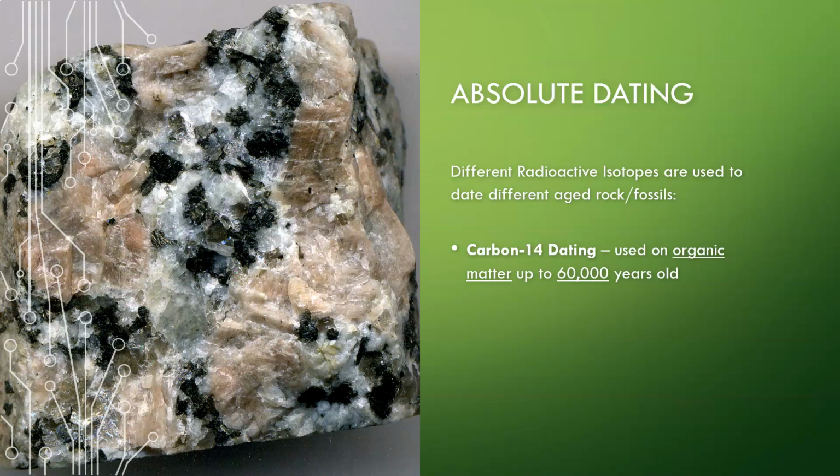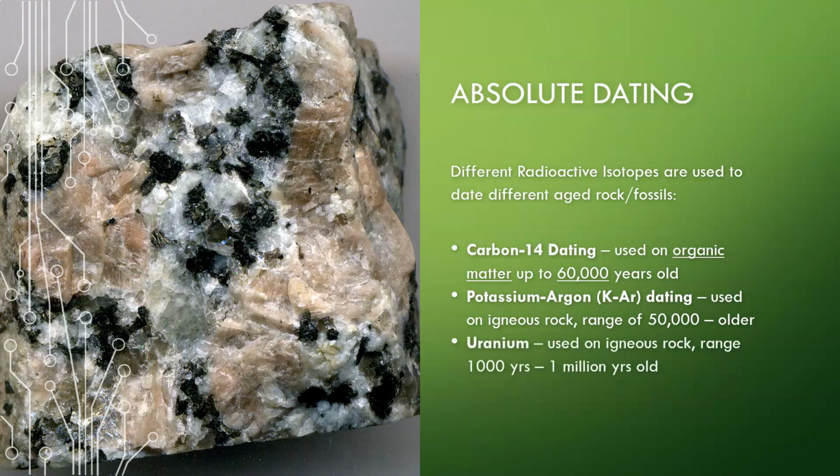So we've got carbon-14 dating. This is used on fossils. Carbon-14 is used on organic matter up to about 60,000 years old. Potassium-argon dating is used on our igneous rocks, in a range of 50,000 years and older. Uranium is used on igneous rocks, in a range between 1,000 years to 1 million years old. So potassium-argon and uranium dating are both used on our igneous rocks, but carbon-14 dating is used on organic matter, so it can be used on our fossils and other such matter.